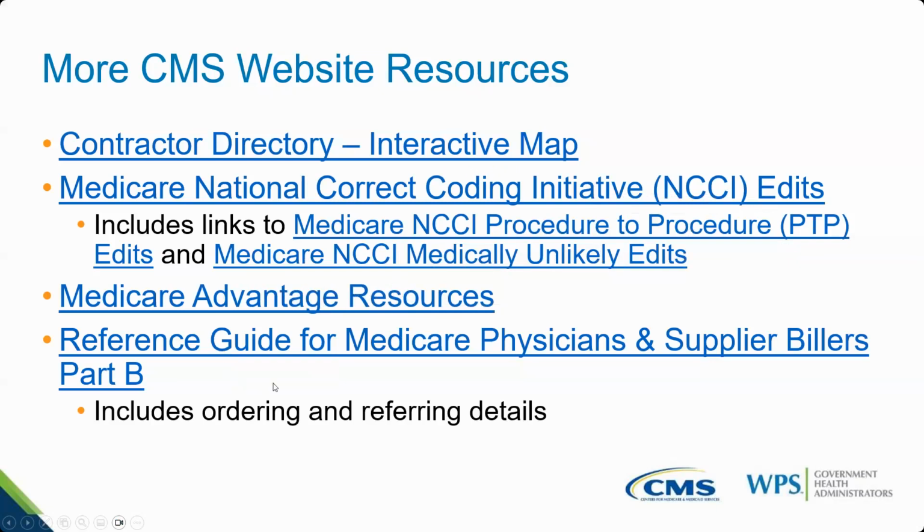And here is the reference guide for Medicare physicians and supplier billers, Part B. This is that ordering and referring resource, or those resources. There's a lot of information when you go out here that will identify those providers who are eligible to order and refer services for Medicare patients. And it also provides identifiers for those. So you can search, you can make sure that you have the identifier correct for the referring or ordering provider that you're reporting on your claim.